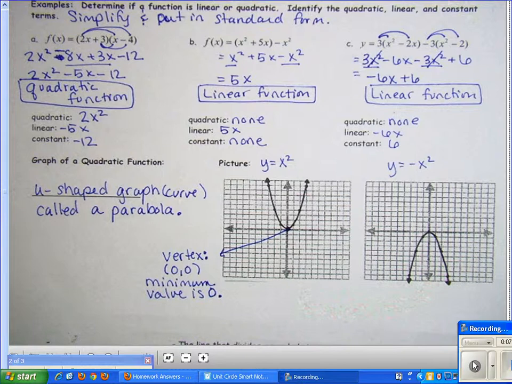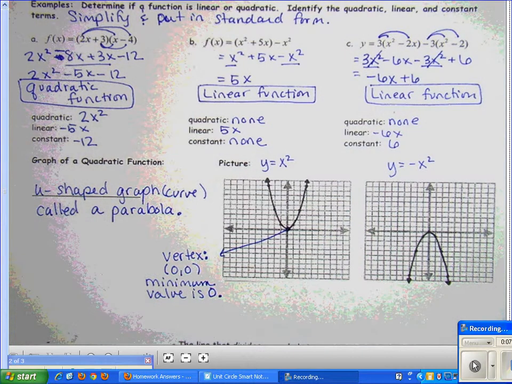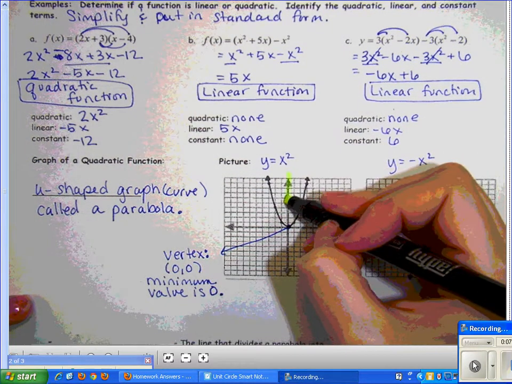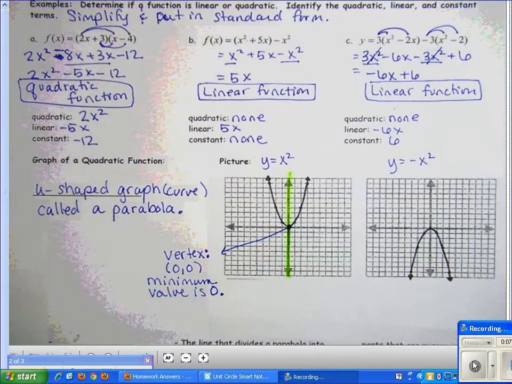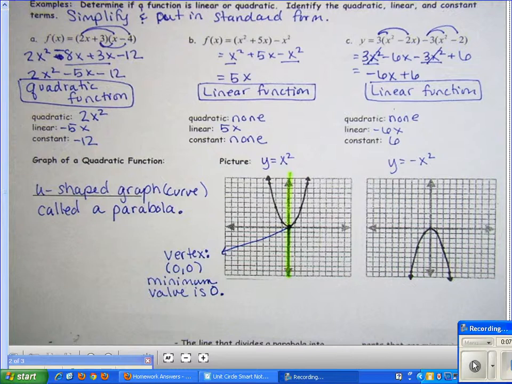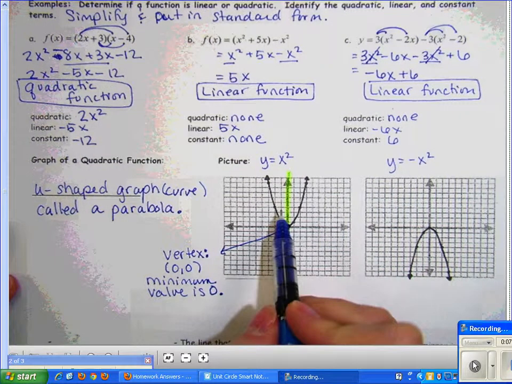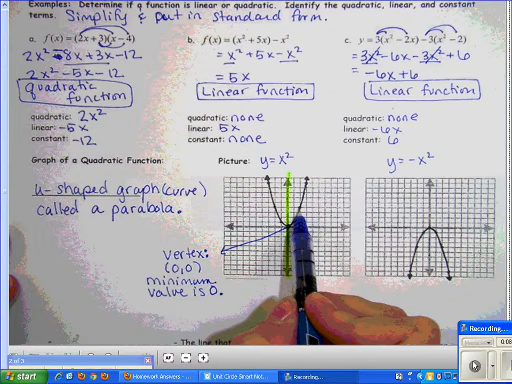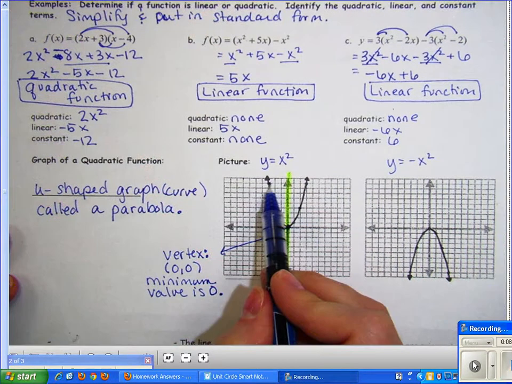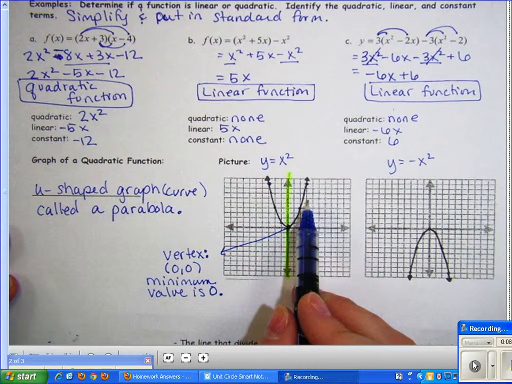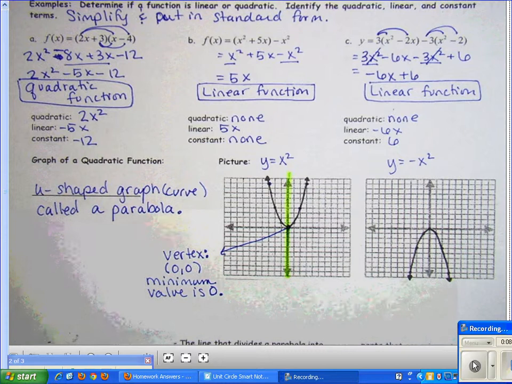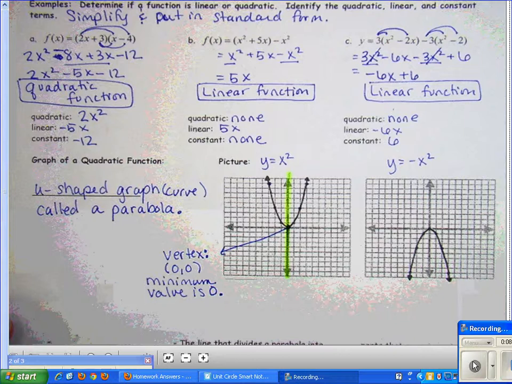So some other cool things about this graph. If I were to cut the graph in half on the vertex, and fold the graph on this line, each side would match up with the other side. So this point, if I folded my graph, would match up with this point. Those are called corresponding points. This point right here would match up with this point. This point would match up with this point. And you could do that infinitely many times by matching one side with the other side when you fold it in half. So again, those are called corresponding points.